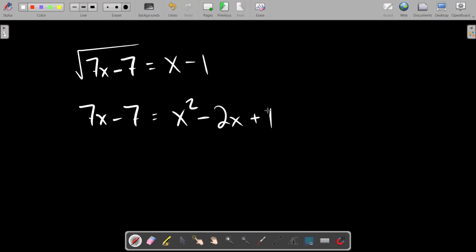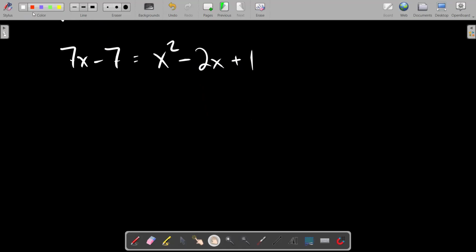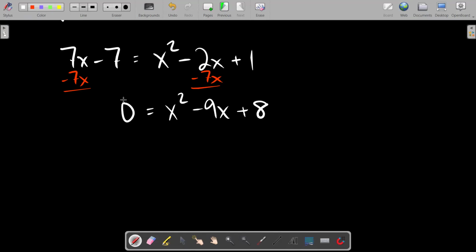Okay. And now again, it's pretty repetitive. Everything is going to go to the right. So the x squared is just going to kind of kick it there. How many x's will we have? Correct. And what will our constant term be? +8, because we added 7 to both sides.